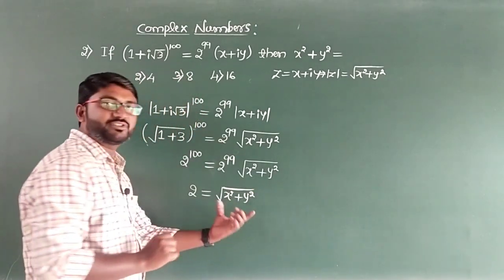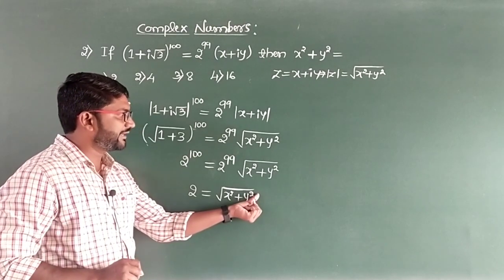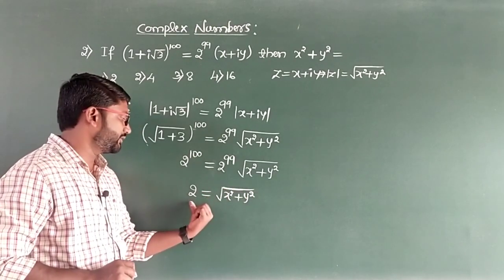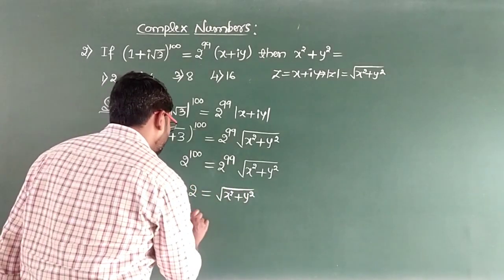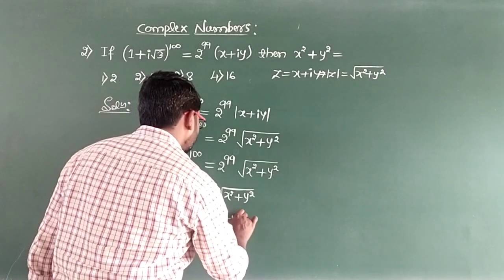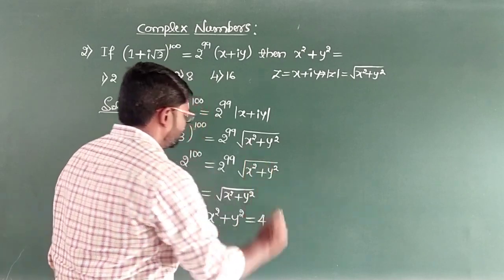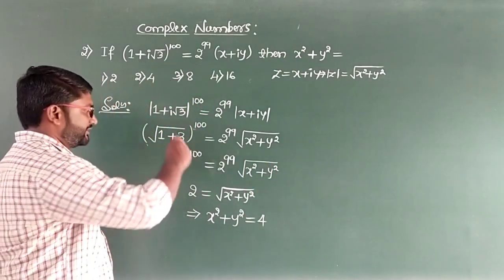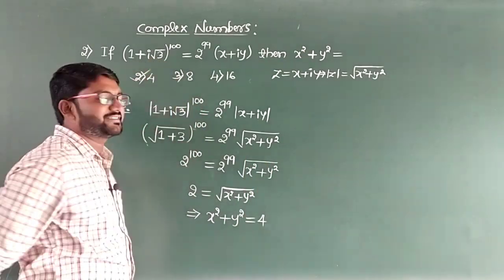Now square on both the sides. Squaring on both sides means square and root will be eliminated. Here 2 square will be 4. This implies x square plus y square will be 4. Check all the four options now. Option 2 is the correct answer.